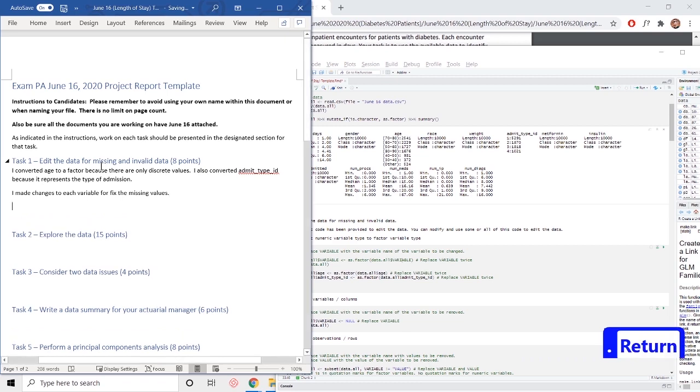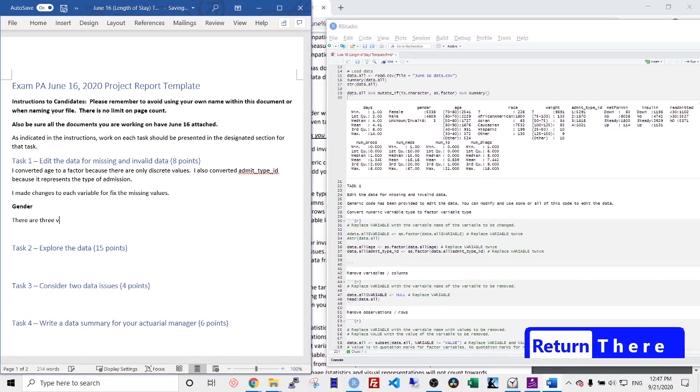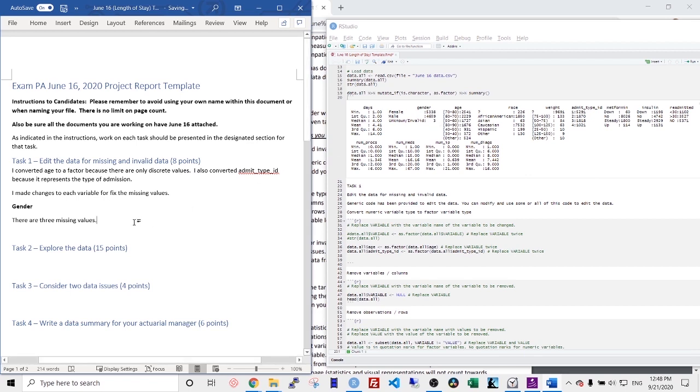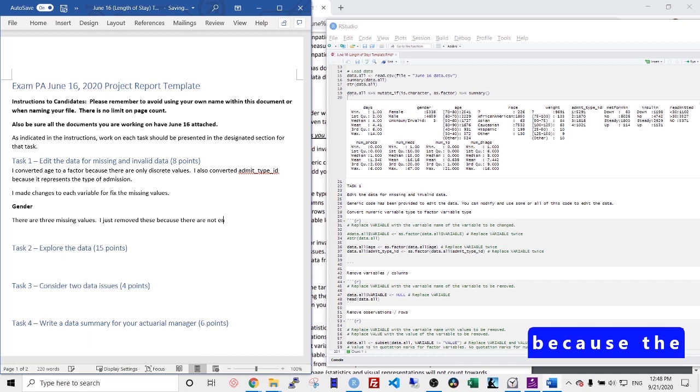First of all, I looked at gender. There were 3 missing values. So when I encounter missing values, there are several ways that I could deal with them. The simplest is just that I could remove them. In this case, there are only 3 observations that are missing. I just removed these because there are not enough values to make a difference.